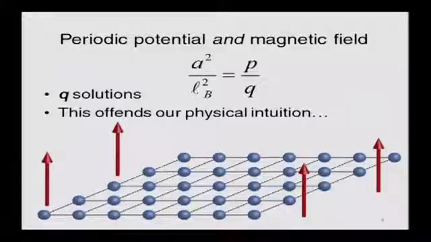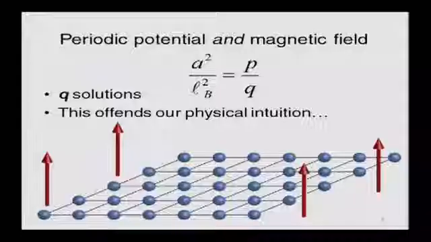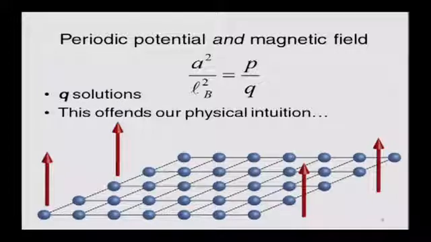The crucial point is that let's say we take the ratio of these two quantities, so the magnetic length and the periodicity of this periodic potential. It turns out you can solve this quantum mechanics problem when this ratio is a rational number, but rather strangely, the number of solutions that you get is equal to the denominator of this number.